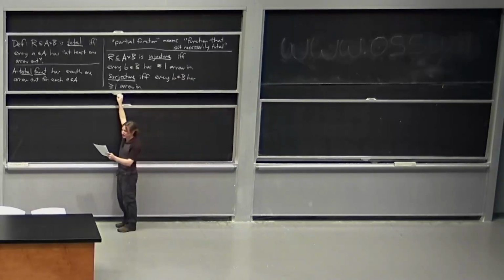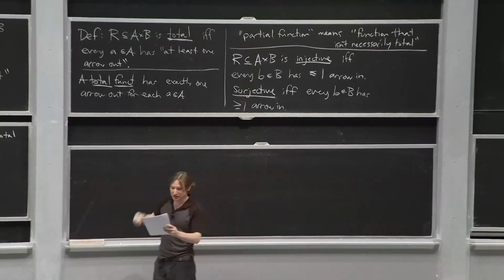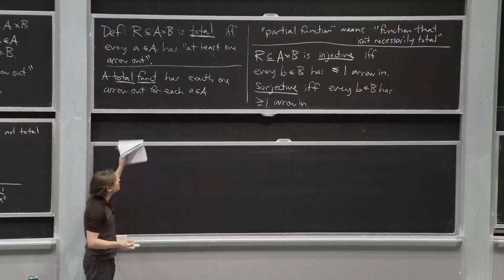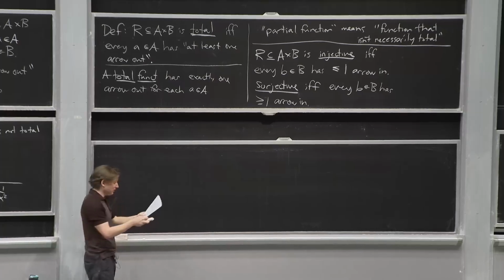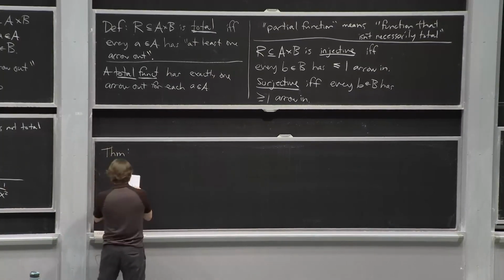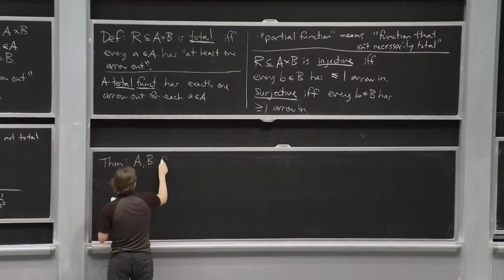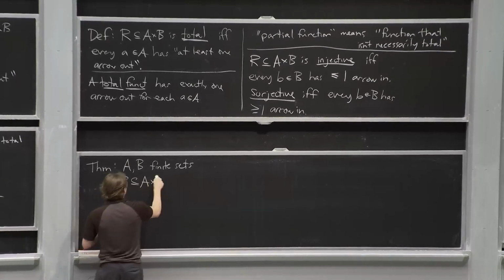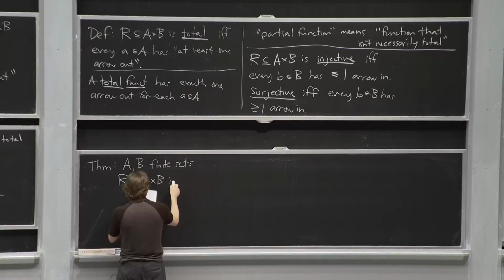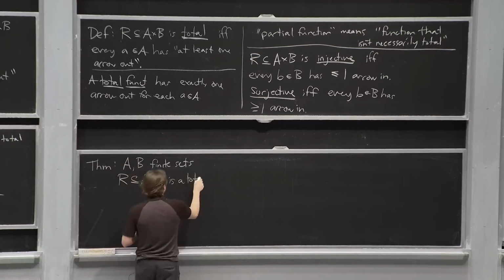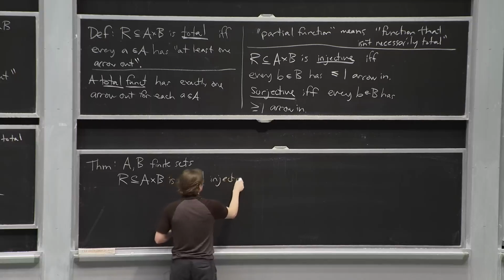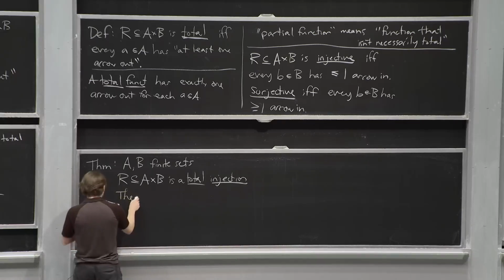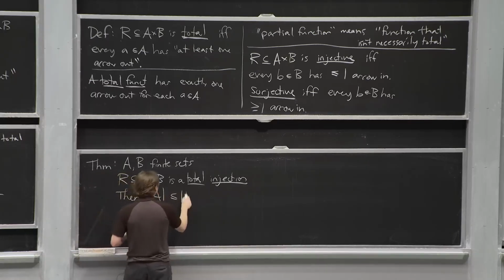Now, one of the reasons we're defining all of these similar confusing sounding terms, apologies for that, is that we have some theorems that help relate the sizes of various sets. So we have our first theorem of the day. If A and B are finite sets and R, a relation from A to B, is a total injection, so if we have finite sets and a total injection from the first to the second, then the size of A is at most the size of B.